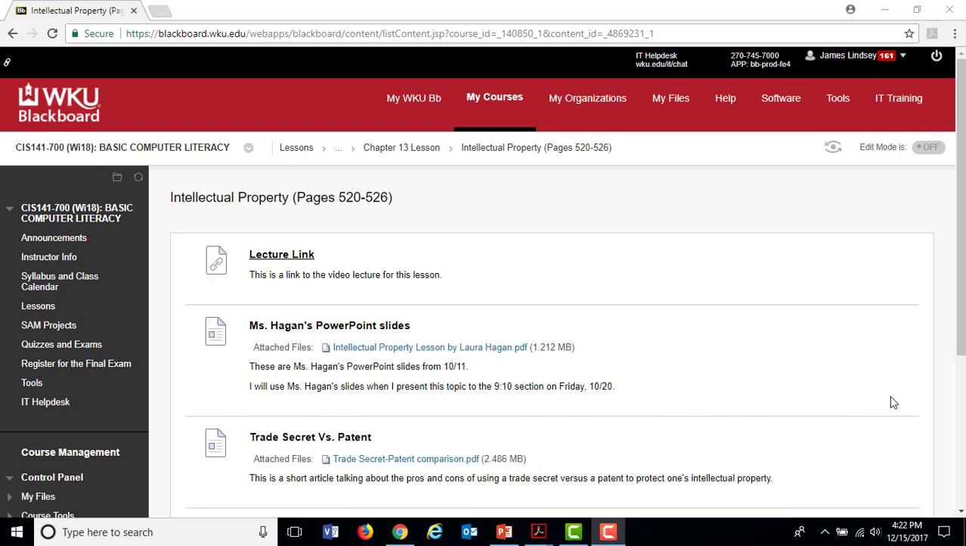This is a lesson about intellectual property and specifically intellectual property protections, and the information that I'll be talking to you about comes from pages 520 through 526 in your textbook. Again, those are pages 520 through 526.